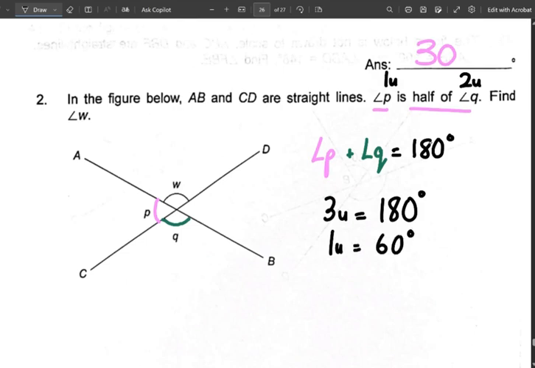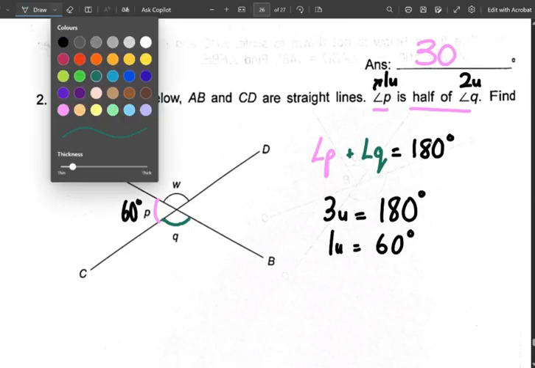You want to find P? Can you find P or you cannot find P? P is how many units? 1 unit, right? So isn't this equal to 60 degrees? You get what I'm trying to say? Because P is my 1 unit. Am I making sense or not making sense? Then my Q. Very good.